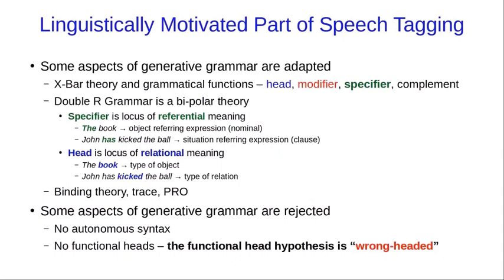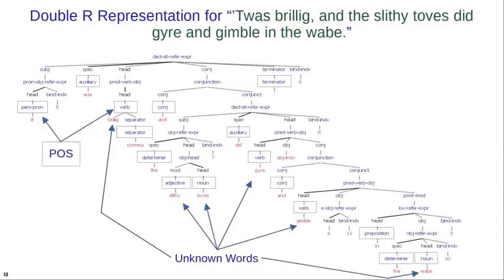We also adopt elements of generative grammar like binding theory, trace, and pro. However, some aspects of generative grammar are rejected, including the claim of autonomous syntax and claims of functional heads. In our view, the functional head hypothesis is wrong-headed.